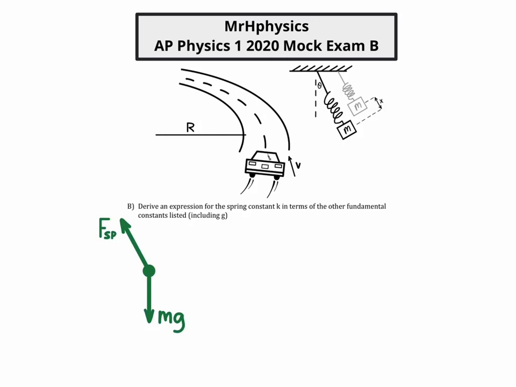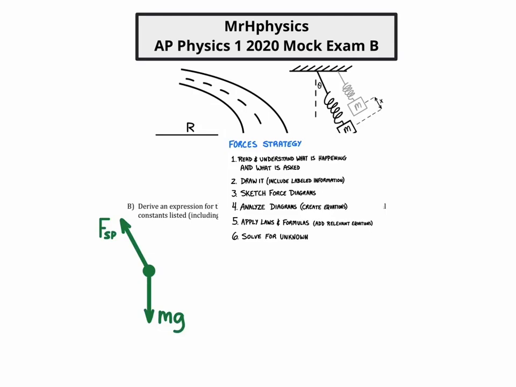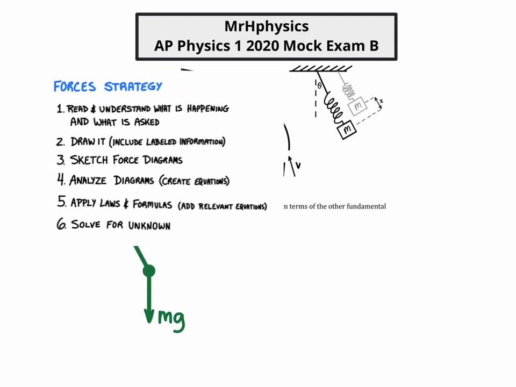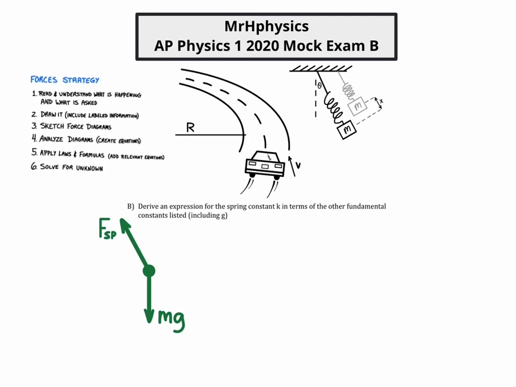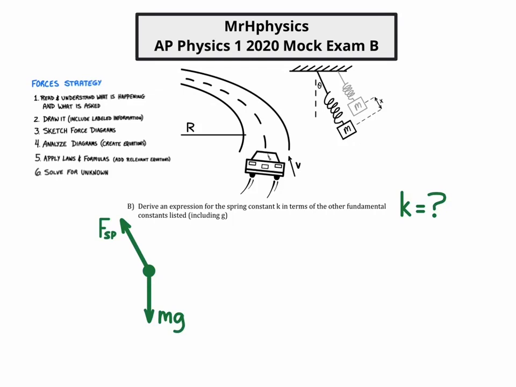Question B. Derive an expression for the spring constant k in terms of the other fundamental constants listed, including little g. So this is clearly a problem-solving prompt, and we have problem-solving strategy steps for things like this. This is a force question, so we'll be using the force strategy steps previously listed earlier in the video. Step 1 is to identify what they're asking for. That should be done when we have a symbol and a question mark. They asked for spring constant k, so we write k equals question mark.